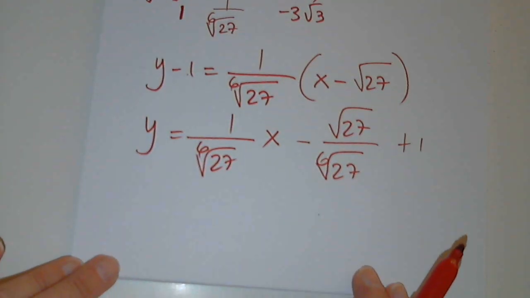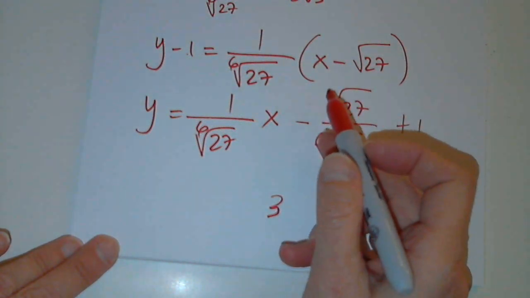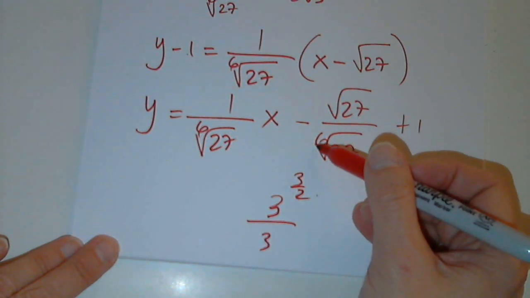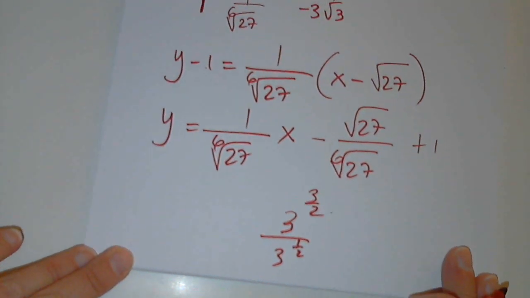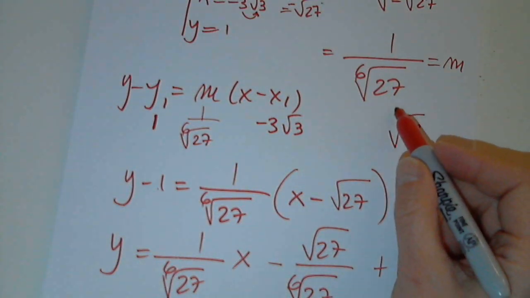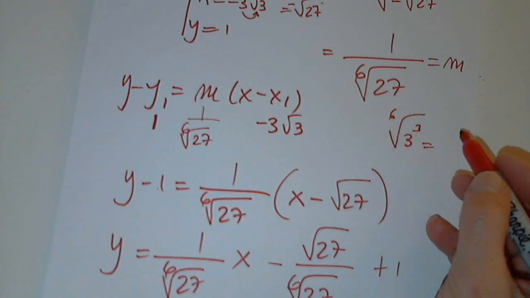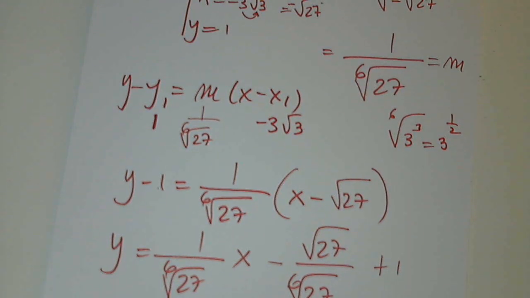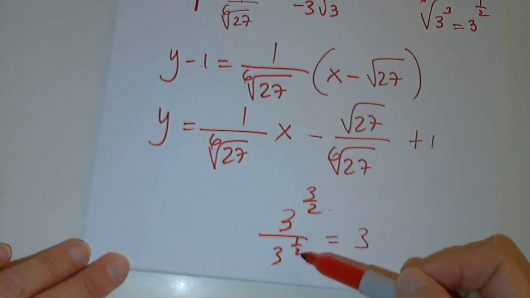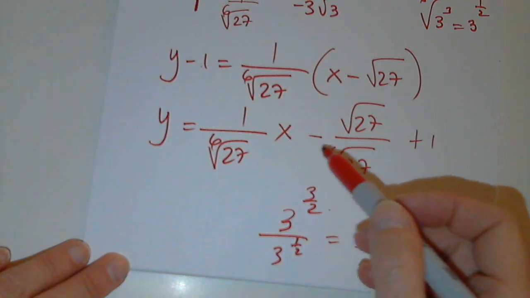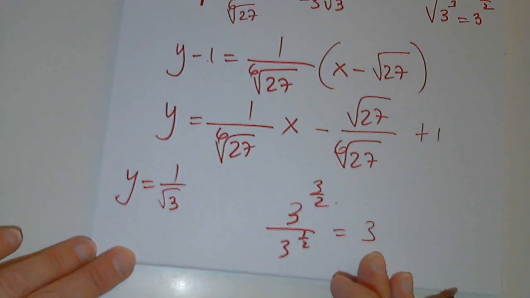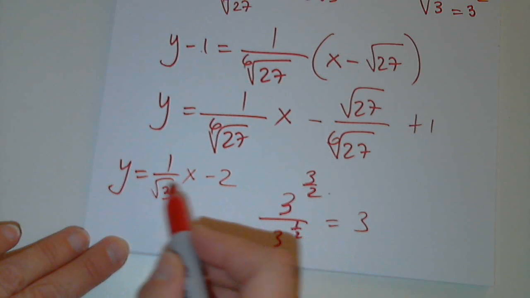We can simplify this a little bit. This is 3 to 3 halves, and this is 3 to 3 sixths, or 1 half. And we could have simplified it from here, because I can replace 27 by 3 cubed. And this is 3 raised to 3 over 6, which is 3 to 1 half, or the square root of 3. And I'm going to do that. So then I copy the base, 3 over 2 divided by 1 over 2. I mean, minus 1 over 2 is 2 over 2, so this is 1. Negative 3 plus 1 will be negative 2. So then y equals 1 over the square root of 3, x minus 2.